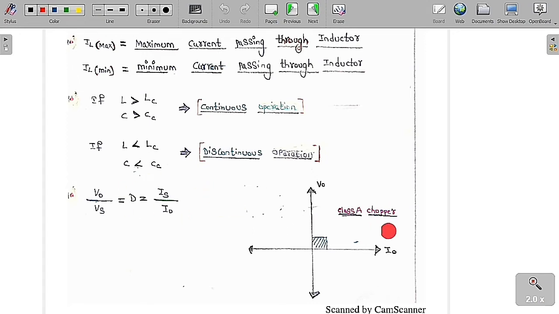This buck converter is also called a step down converter. Basically, here the average value of the output voltage is always positive.